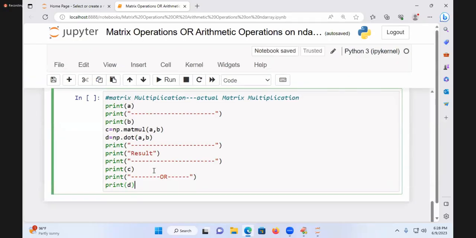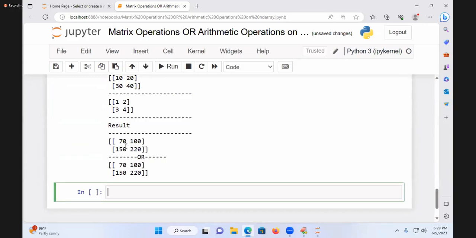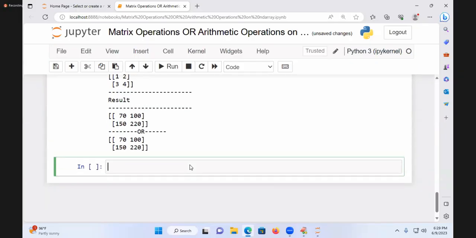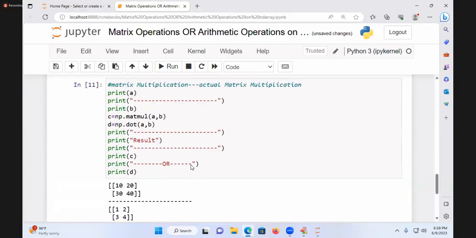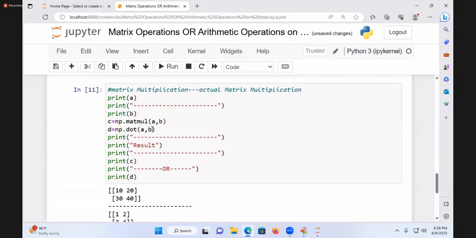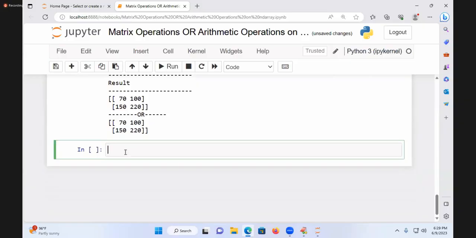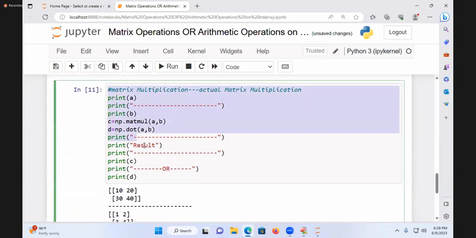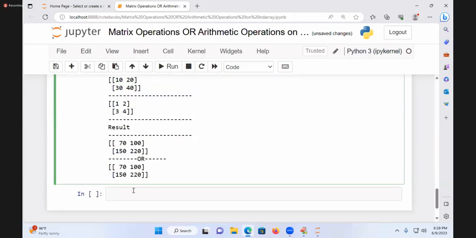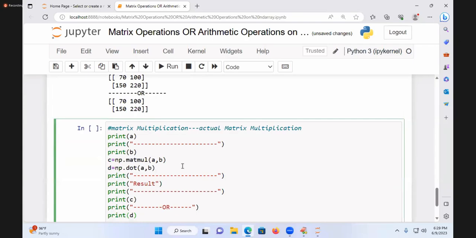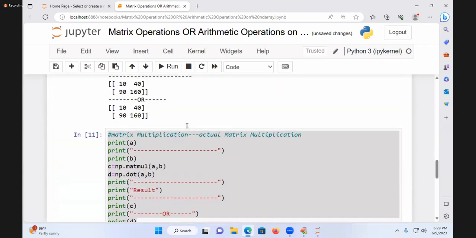See the answer now: 70, 100, 150, 220. This is the result of matmul and dot. Easy now? How many functions are there? Add, subtract, multiply, matmul, dot. Next level discussion is like this. Follow me. Matrix multiplication is done.